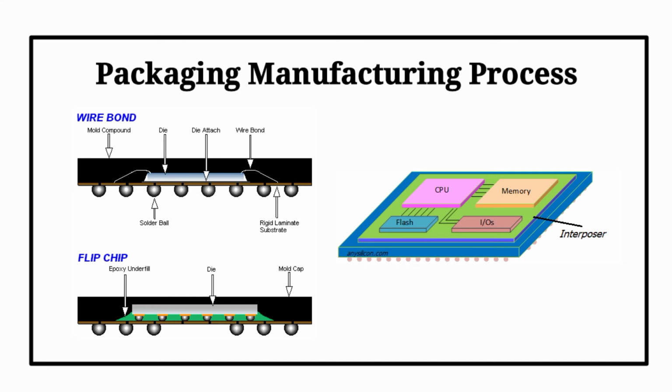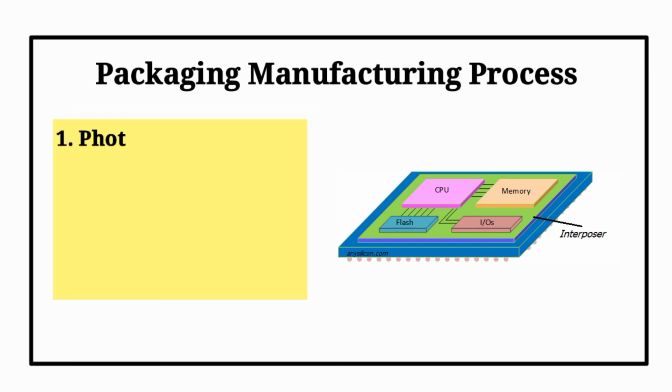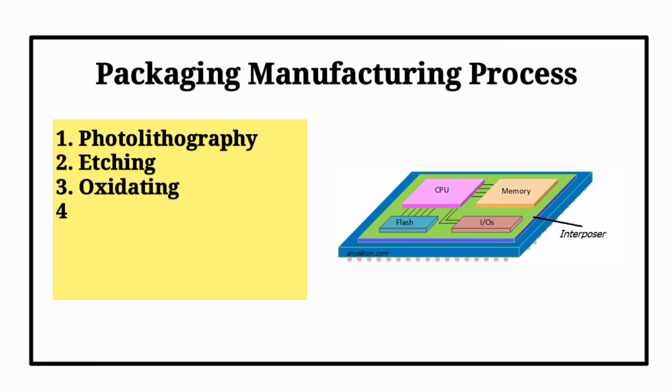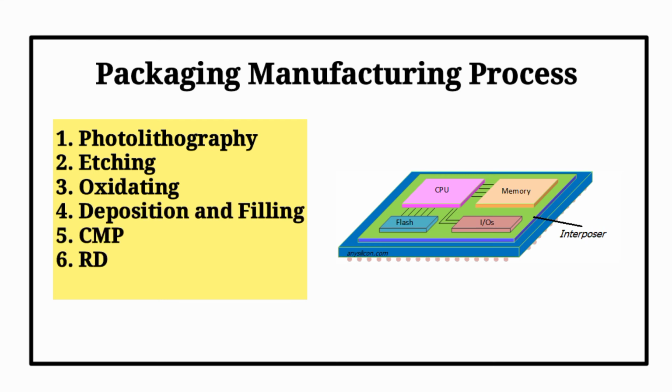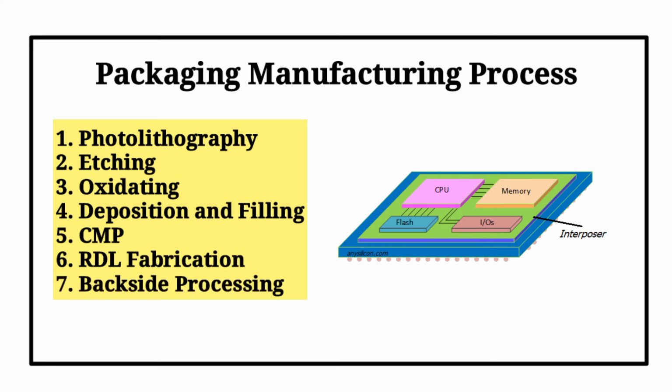Here are the processes involved in interposer manufacturing. First, we have the photolithography, then we have the etching, going to oxidation, then deposition and filling, going to chemical mechanical polishing or the CMP. Then we have the redistribution layer fabrication or the RDL fabrication. And lastly, we have the backside processing. The testing is also classified as in-process test like wire pull and die shear test, and post-process test like temperature cycling and X-ray inspection.